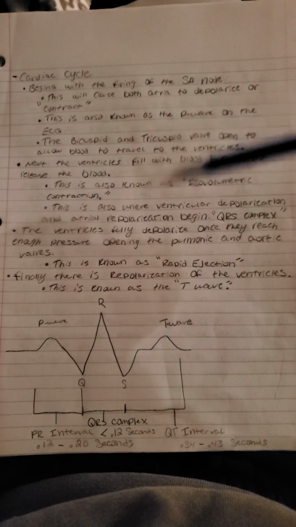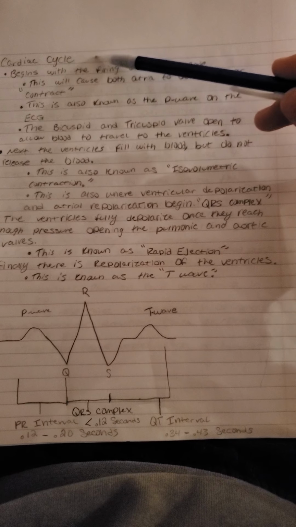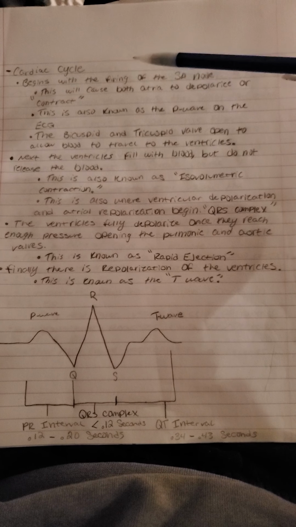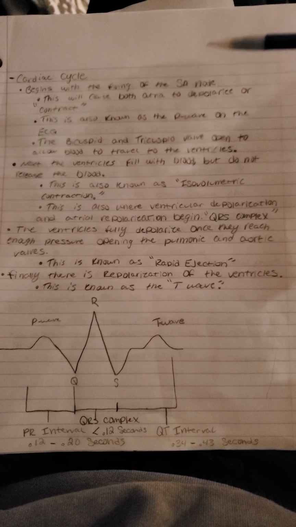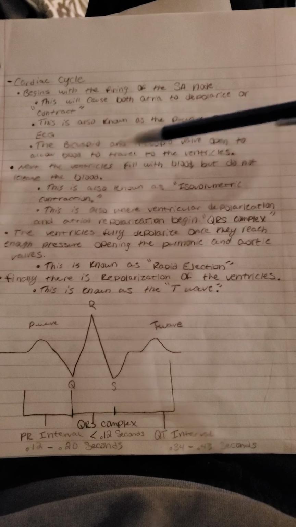We'll go through the next page here. So now that we know the structures of the heart, we'll look at the cardiac cycle. This will begin with the firing of the SA node, and the SA node is essentially what initiates the beating of the heart. It initiates the start of the contractions of the heart.